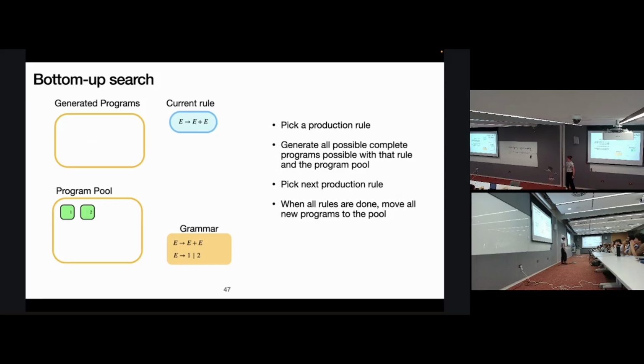And then on the next iteration, I'm going to go through all the production rules, and I'm going to say, how many complete programs can I make with my production rule and programs from the pool?